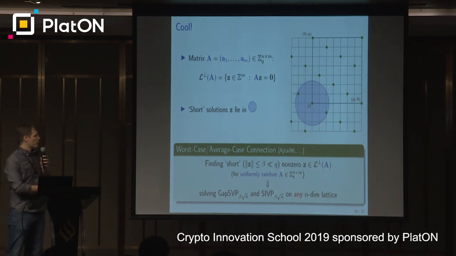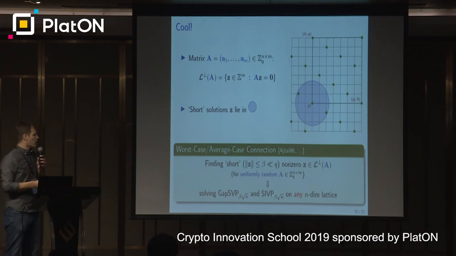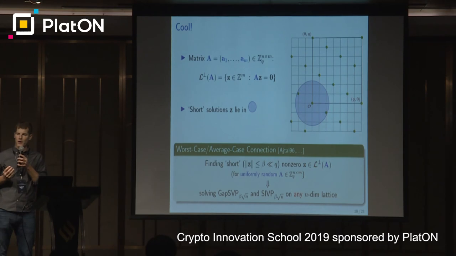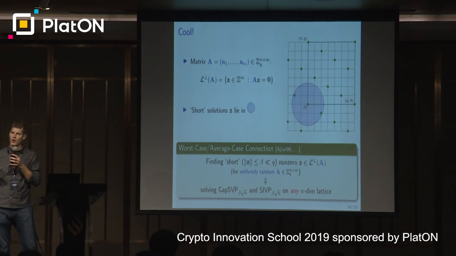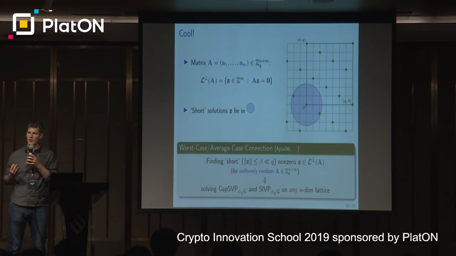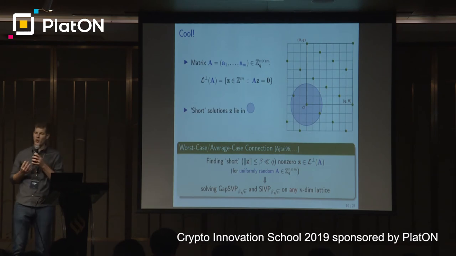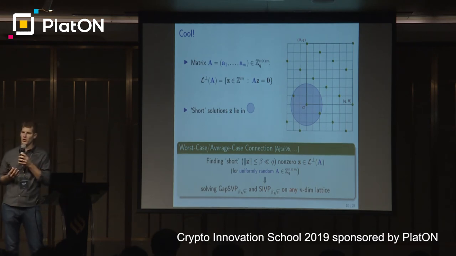So in the average case, again, the input is chosen at random, and the attacker only needs to succeed with some small but noticeable probability. In the worst case problems, the attacker has to work for all possible inputs and has to work with probability 1, or very close to 1. So it could be a randomized algorithm, but it must succeed with very high probability, and it must succeed on every possible input. So that's a much stronger requirement on the attacker, and therefore it seems to make the problem more difficult.